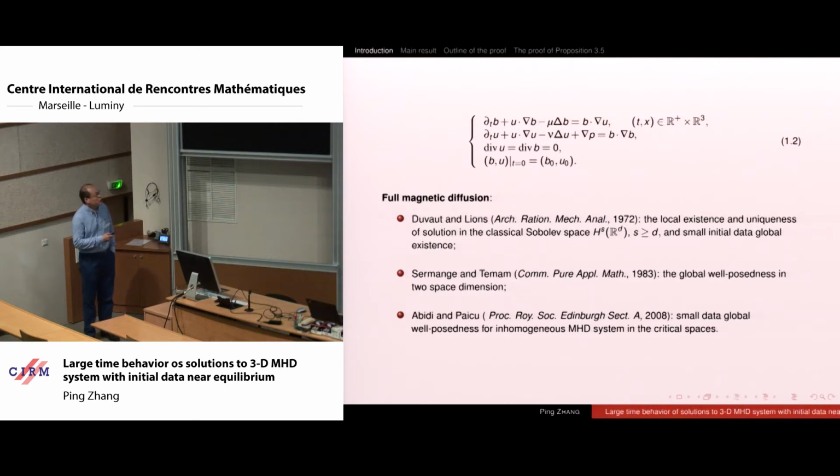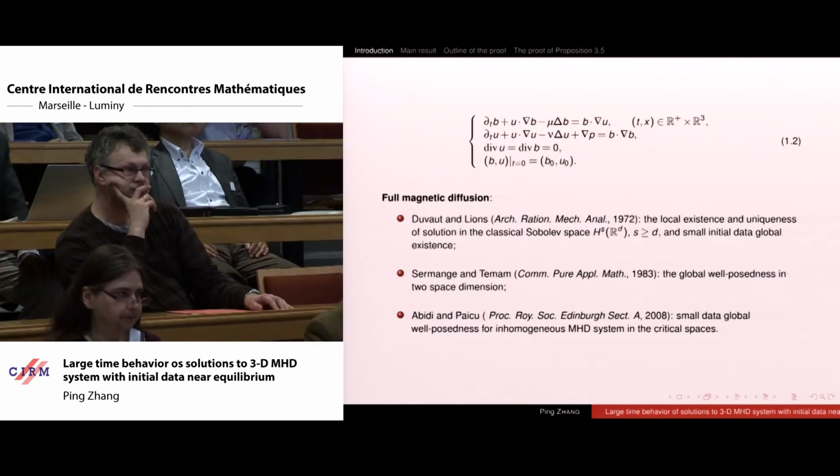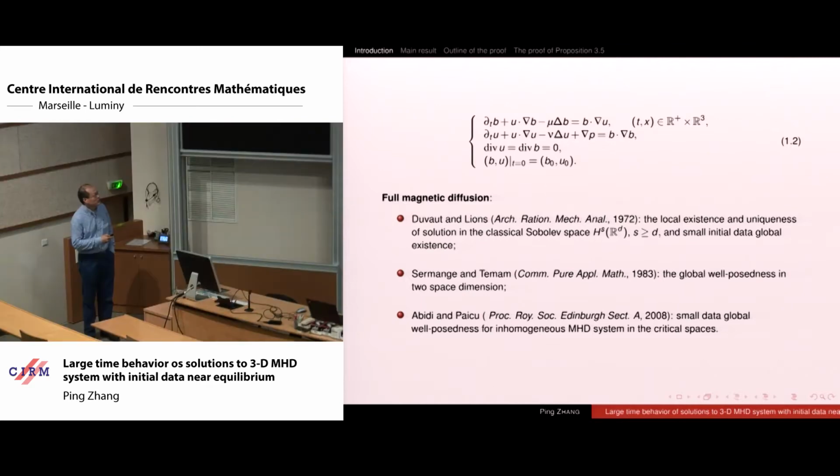The general MHD system can be written in this way, with magnetic diffusion mu and viscosity nu. In this case, as far as I know, it was first proved by Du and Liang that there is local existence and uniqueness of classical solutions to this system with initial data in H^s space. They also proved global existence and uniqueness for small initial data. In two space dimensions, Sermange and Temam proved the global well-posedness of the system with general initial data.